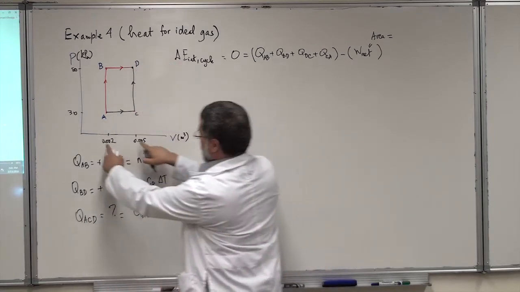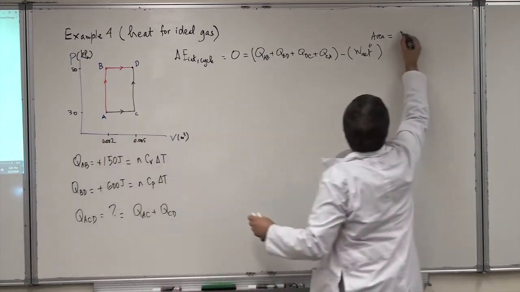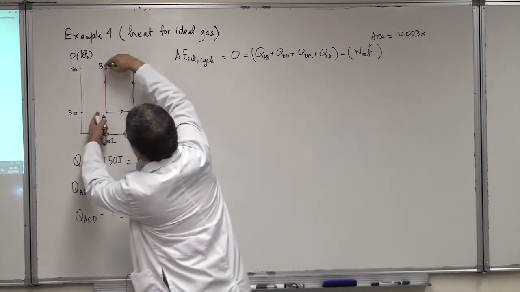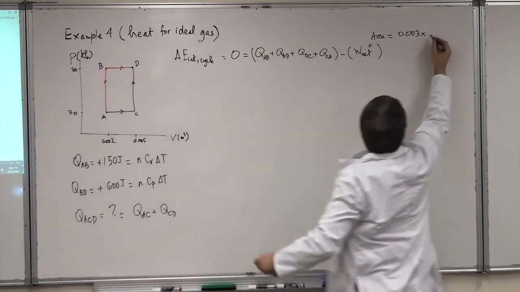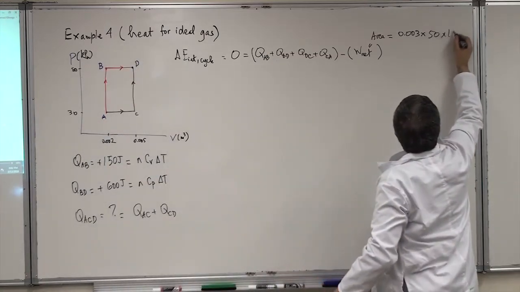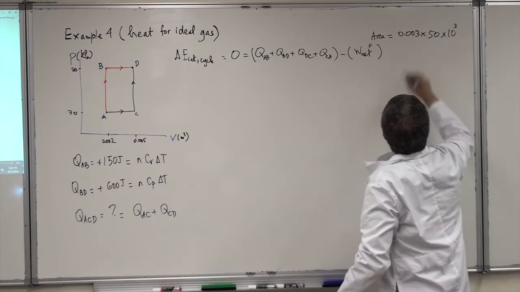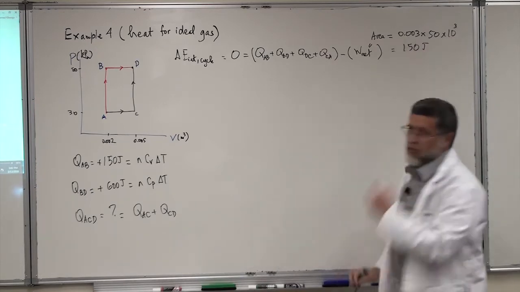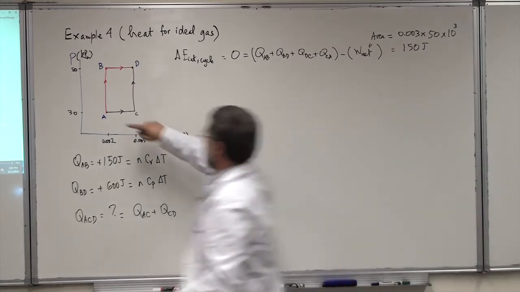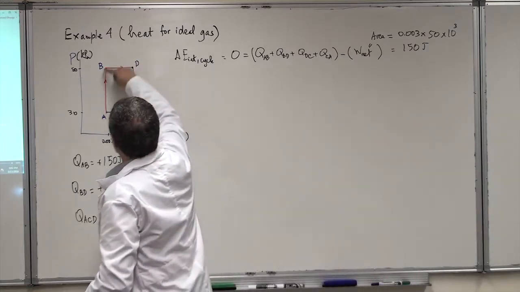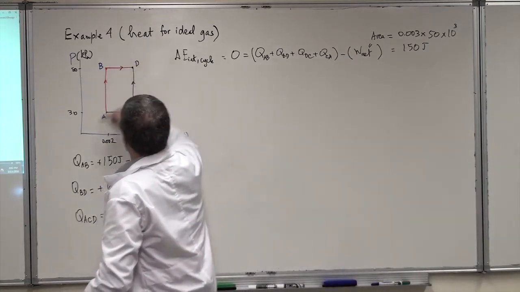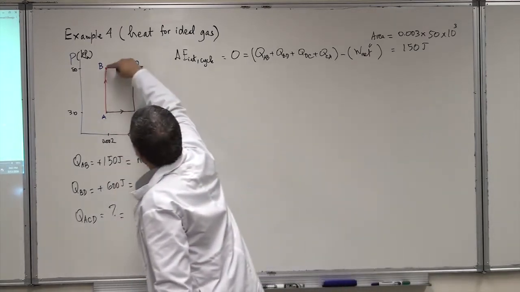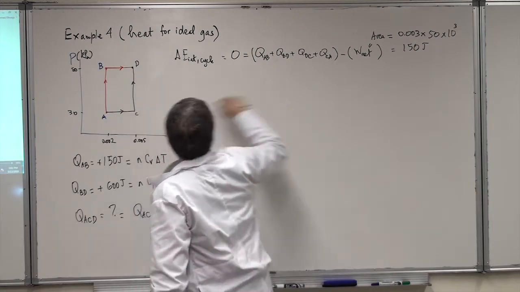It is here. It will be this times this, okay? In meter cube. So this is 0.003 times this one here, which is 50. Be careful, it is in kilopascal, all right? So this will give me 150 joules, and it is positive. Do you know why it is positive? Because I'm going clockwise. As I'm going clockwise, my work is positive. That's the work to go from A, B, D, C, and A, okay?